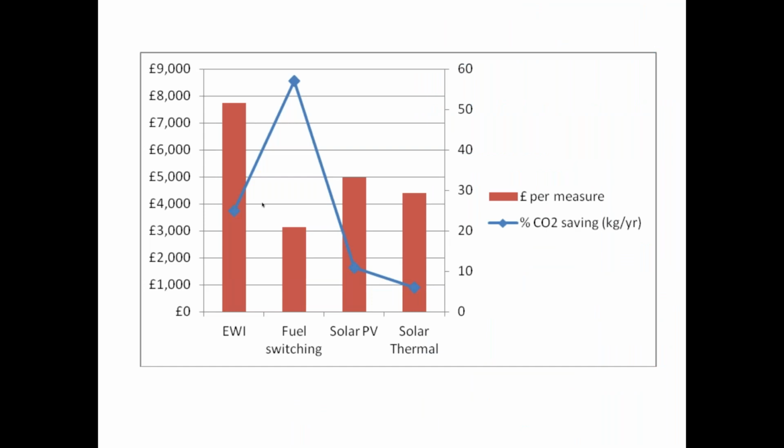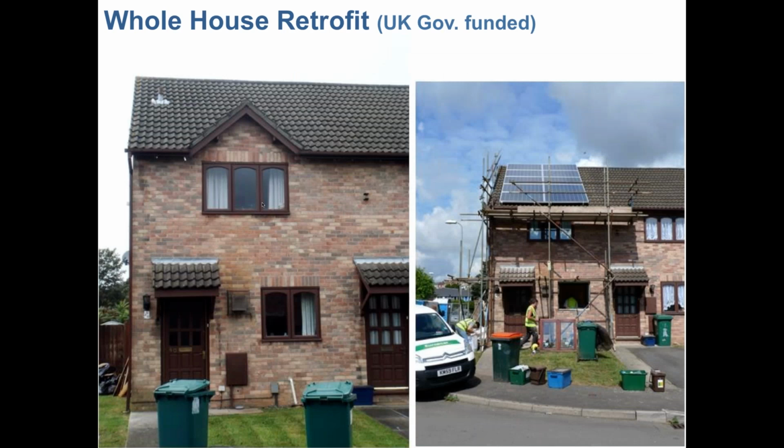If we compare the main measures of this survey, fuel switching was obviously the most cost-effective to do. The CO2 savings were nearly 60%, and the cost per measure was quite low, averaging about £3,000. EWI is a higher cost and a lower saving, and PV is high cost, lower saving, and there were some solar thermal projects as well. So we can see the relative savings per cost of measure. I should say perhaps that fuel switching was mainly from oil to gas or electric to gas. So those are some examples of some large-scale surveys.